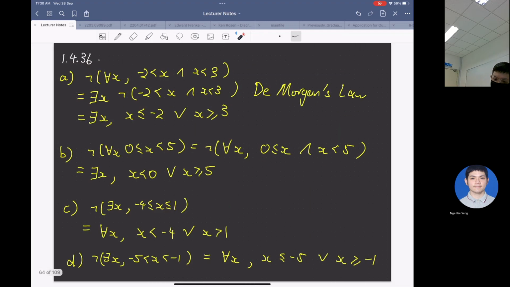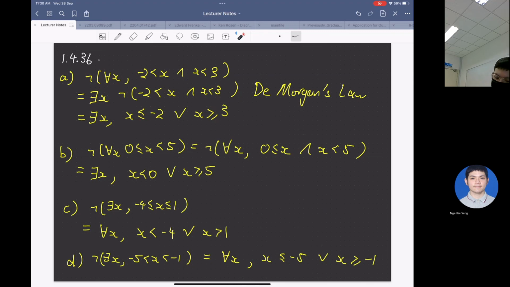And next, 1.4.36. So negate for every x, minus 2 less than x and x less than 3. So for every becomes there exists, and then and becomes or, De Morgan's law again. Greater than becomes less than or equal to, and then less than becomes greater than or equal to x. Right?